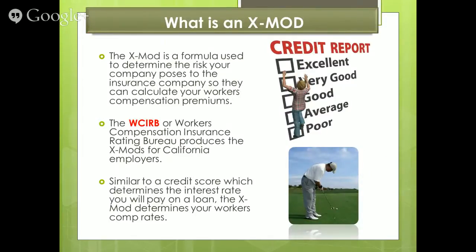Let's start out. What is an XMod rate? The XMod is a formula used to determine the risk your company poses to the insurance company so they can calculate your workers' compensation premium. The WCIRB, or Workers' Compensation Insurance Rating Bureau, produces the XMods for California employers. Similar to a credit score, which determines the interest rate you will pay on a loan, the XMod determines your workers' comp premiums. The difference is that where you want your credit score to be high, you want your XMod to be low, like your golf score.